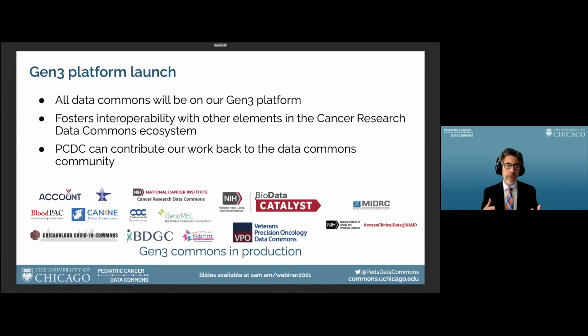So we're very excited that we're launching a new platform for sharing our data. The platform is named Gen 3 or Generation 3, and it's actually the technology that was built here at the University of Chicago by Bob Grossman and his group for the genomic data commons. And all of our commons are going to be on this Gen 3 platform. Shown here are some of the various data commons that are already using Gen 3 technology. So we have good company here. By using the Gen 3 infrastructure, it will foster interoperability with other elements of the Cancer Research Data Commons ecosystem, which I'll show you coming up.